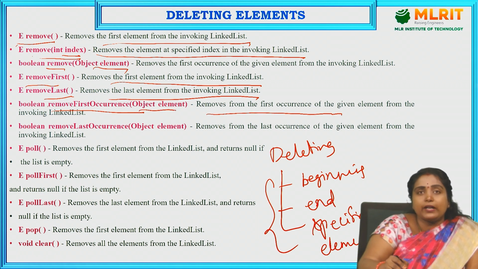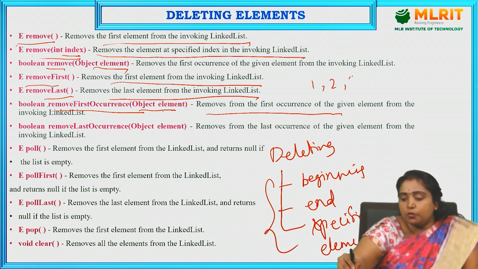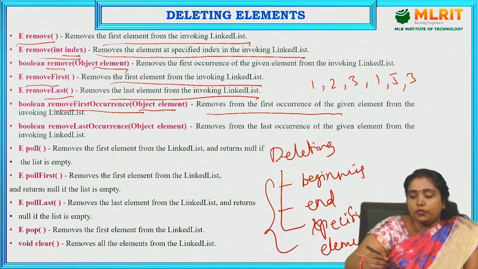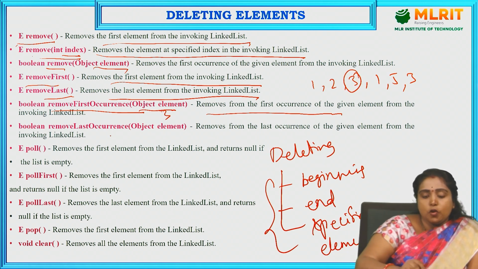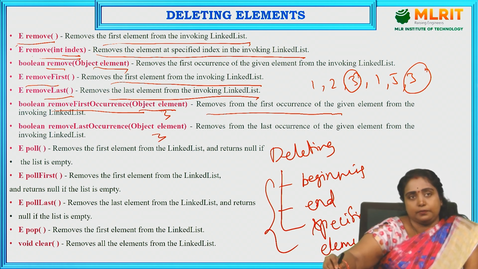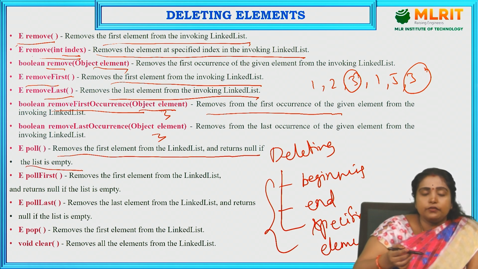If you are providing an element here, what happens? If I have a list like 1, 2, 3, 1, 5, 3, and I just want to remove the first occurrence of 3, it will remove this value. And removeLastOccurrence of element: the same thing, if I provide 3, it removes the last occurrence of 3, it will remove this 3. Okay. Poll removes the first element from the linked list and returns null if the list is empty.